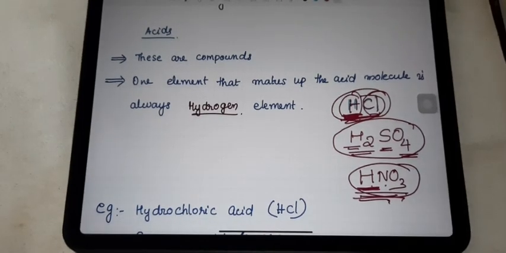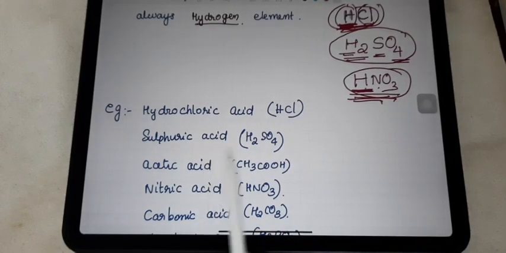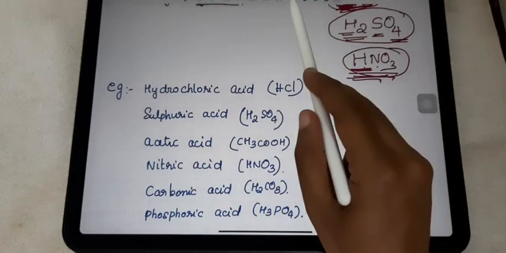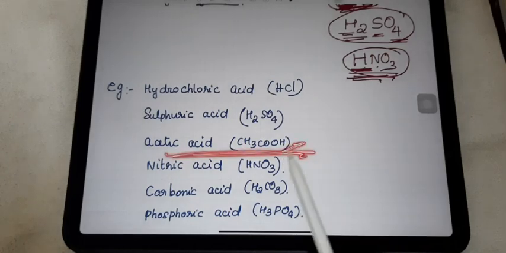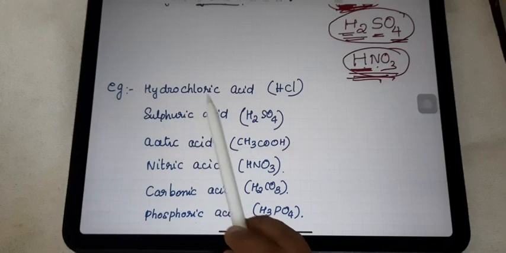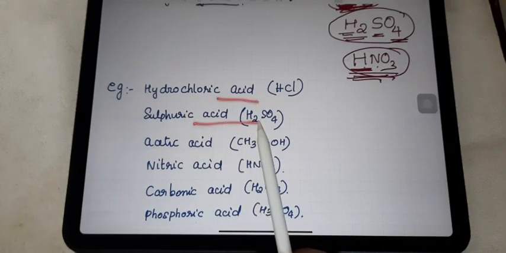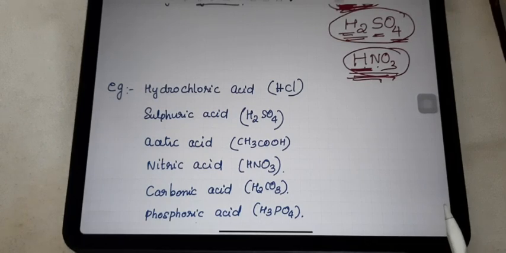Different examples: HCl is hydrochloric acid, H2SO4 is sulfuric acid. Acetic acid is very familiar to you. Vinegar contains this acid. It is an edible acid. Edible acid means when we take that acid as food, it is not so harmful. But when you take HCl, H2SO4, HNO3, it will result in a lot of problems because they are not considered edible acids.